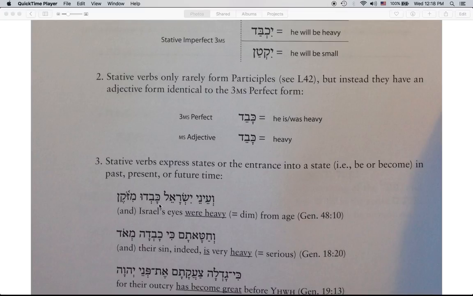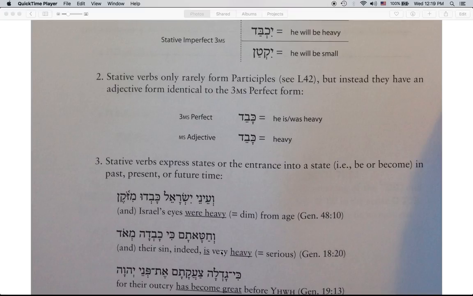V'enei Yisrael kovdu mizoken. And the eyes of Israel were heavy from old age. So this is eyes. It's bound with Yisrael. Here's our verb. Were heavy. And the reason they're heavy is from old age. Here's our stative perfect verb.